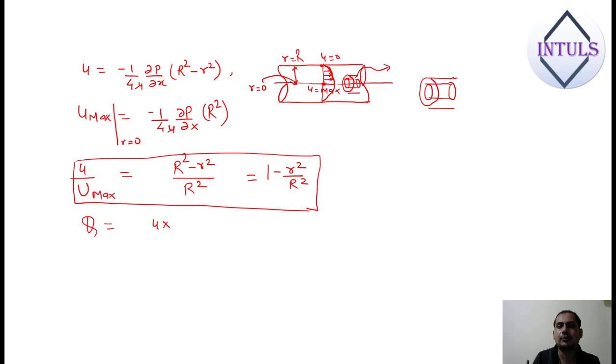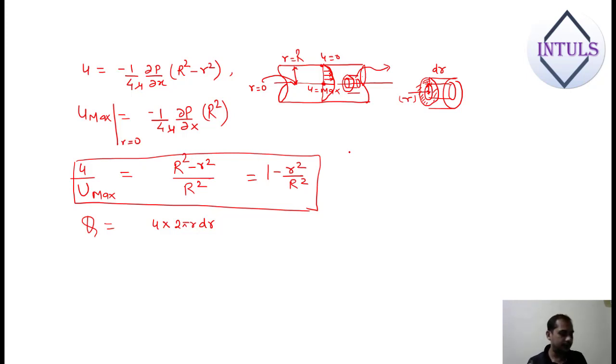Let us take a small element of the fluid. From here to here the radius is r, and this is dr. The fluid here, suppose the velocity is u. In this very small section dr, the velocity is u. If you want to calculate the area, this area will be 2 pi r dr.